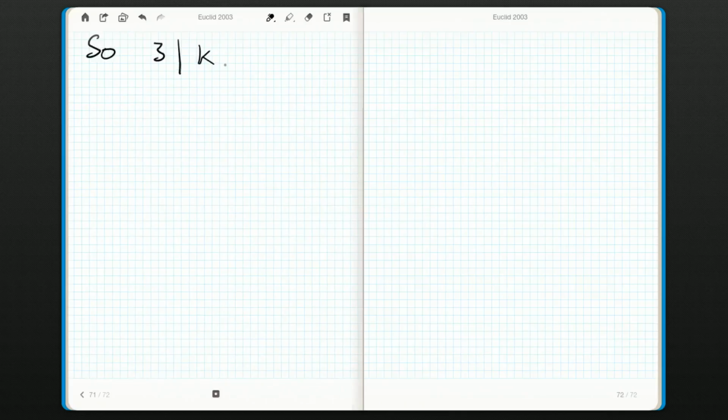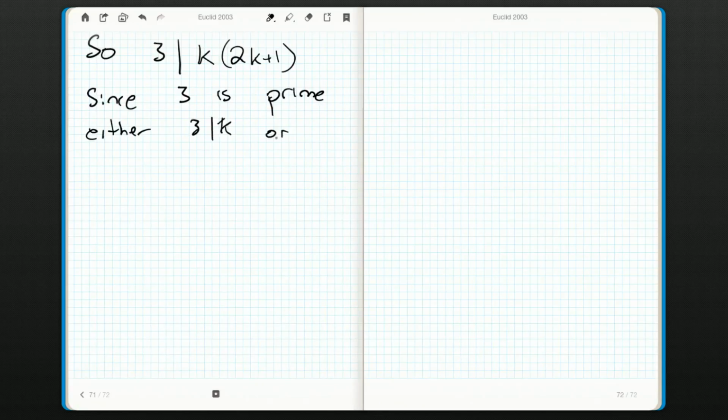So 3 needs to divide k times (2k plus 1). Since 3 is prime, either 3 divides k or 3 divides 2k plus 1. So I think if 3 divides k, we'll have too many multiples of 3, and then c will be too large. That's my guess.